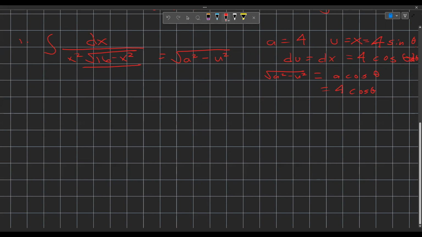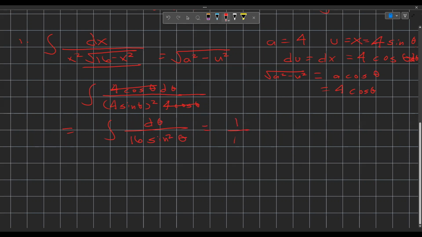Now that we have the values, we can substitute them into this form. So we have the integral of dx. The value of our dx is 4 cosine theta d theta all over x squared. Our x squared is equal to 4 sine theta quantity squared, and the square root value is equal to 4 cosine theta. At first glance, we can cancel 4 cosine theta, which leaves us the integral of d theta over 16 sine squared theta.